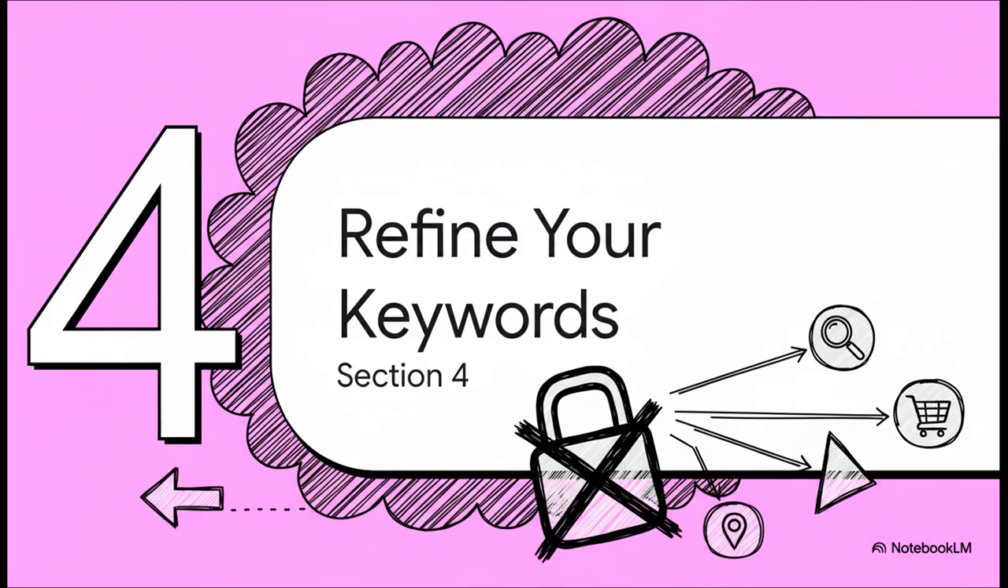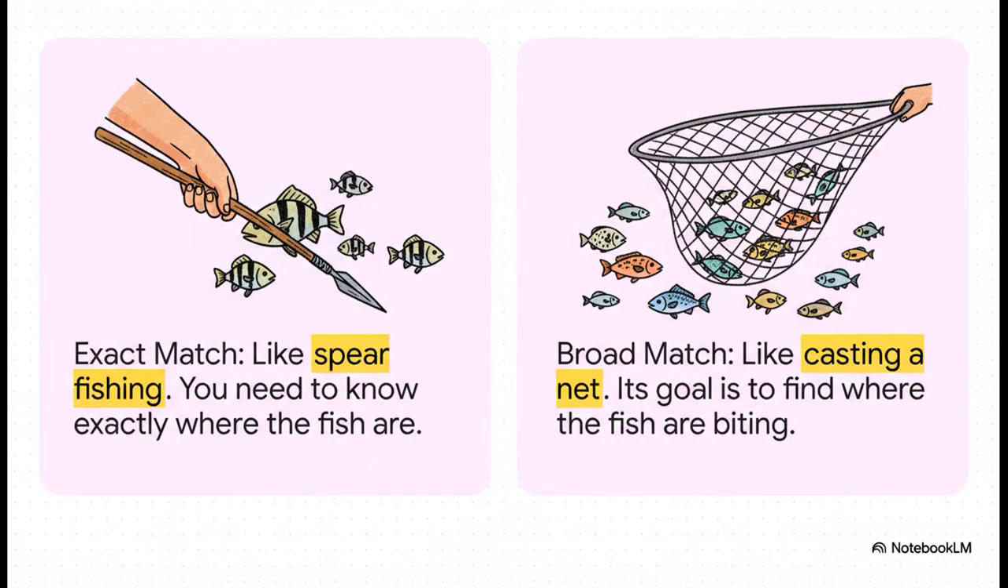Just like with location targeting, being way too specific with your keywords before you have any data can completely stall out your campaign. I love this analogy. Think of it this way. Using only exact match keywords is like spearfishing. It's super precise, but you have to know exactly where the fish are. And for a new campaign, you just don't.